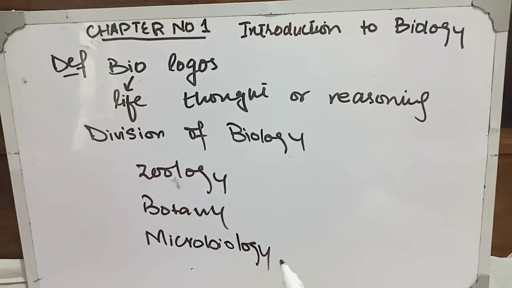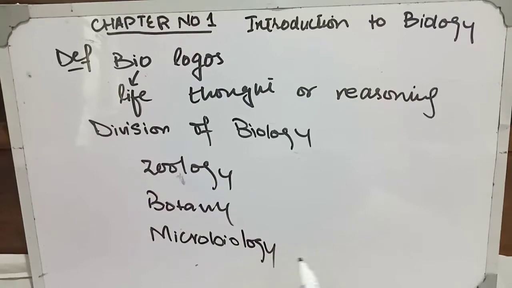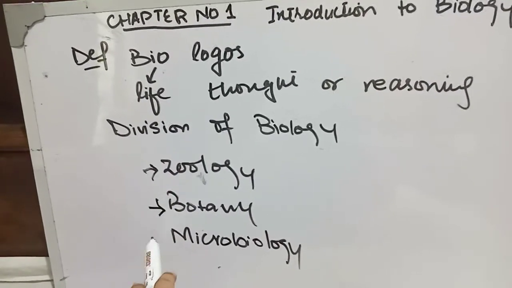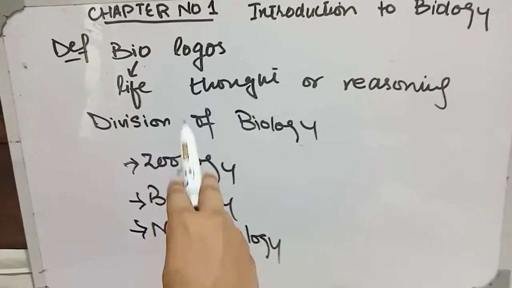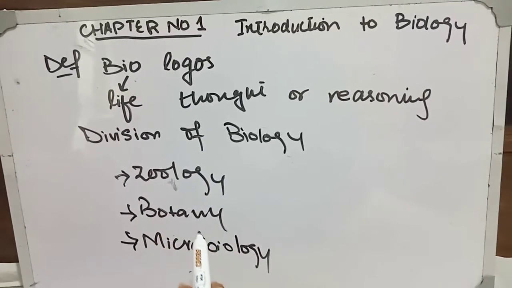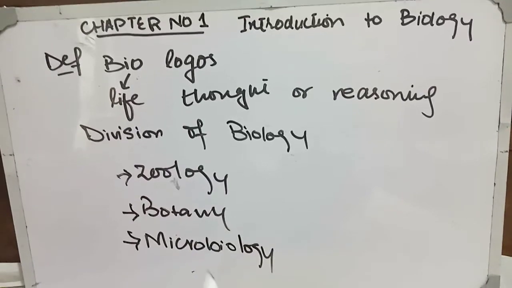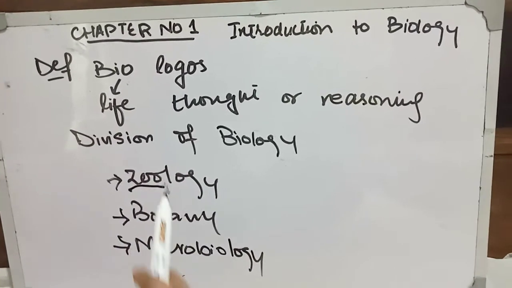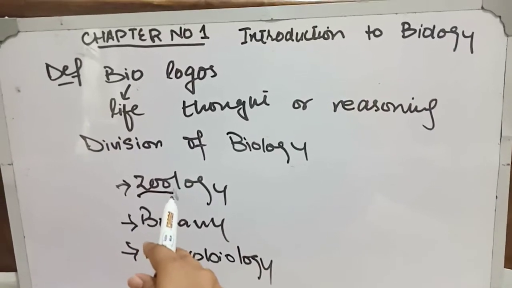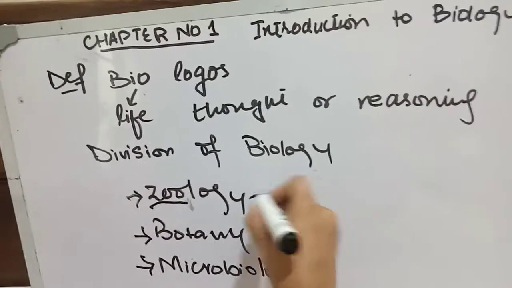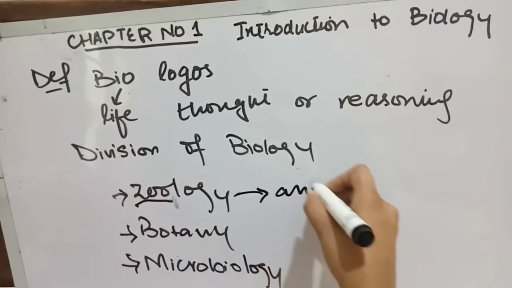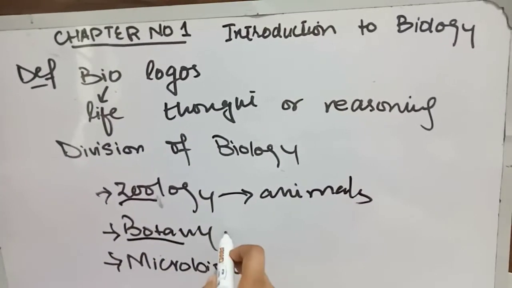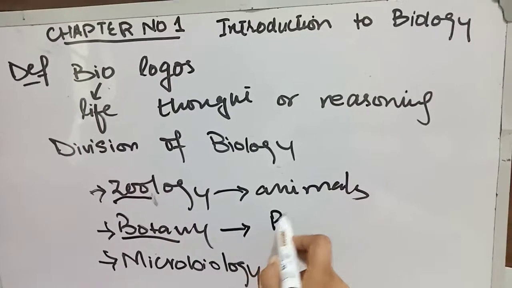Okay, as you know, this is the introduction of biology, so we have to study its divisions. These are the three major divisions of biology: zoology, botany and microbiology. As its name indicates, zoo means in this branch we are going to study about animals. In zoology we are going to study about animals, and in botany we are going to study about plants.